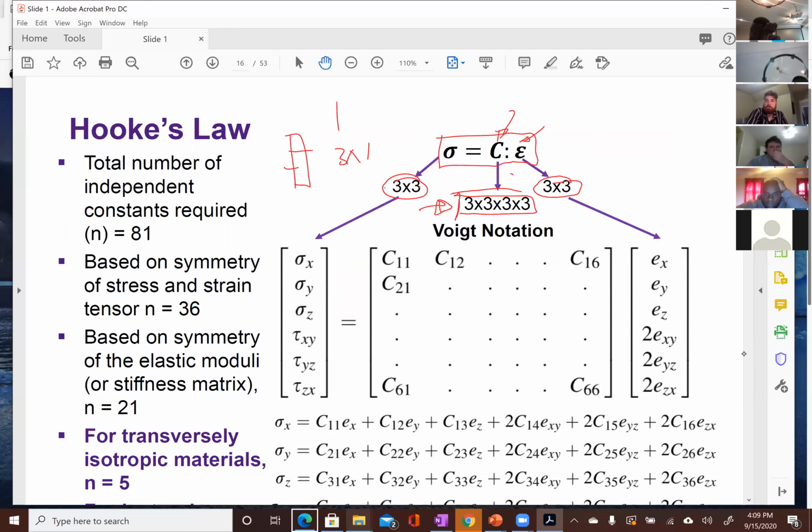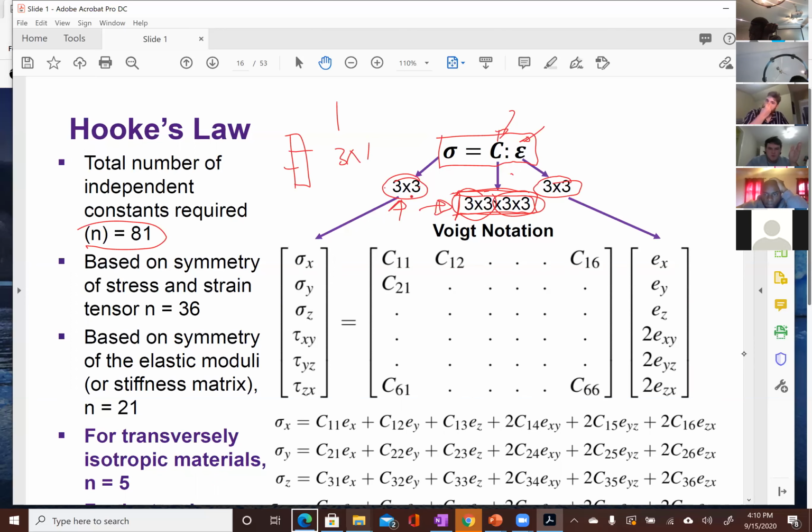So this, in the full form, without accounting for symmetry yet, has 9 components, right? We talked about that. Then later, when you account for symmetry, it becomes 6 components, right? Because 3 components below the diagonal are redundant. So how many components are in this elastic stiffness matrix? 81. 81 is 9 times 9, right?